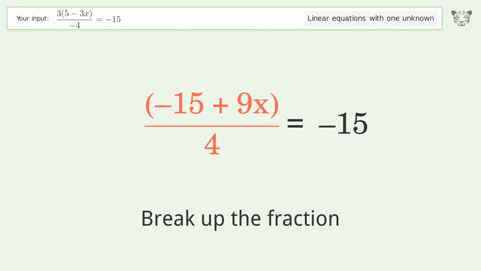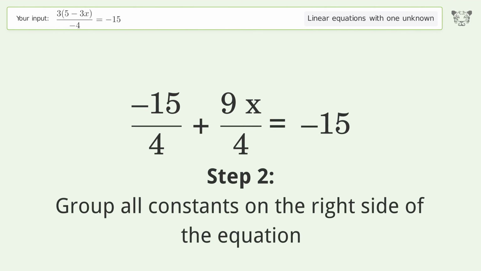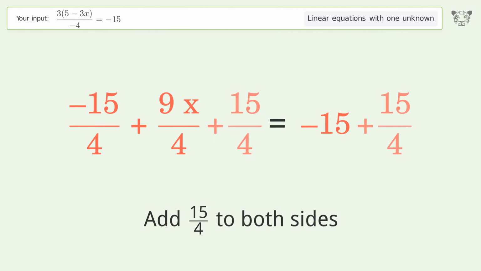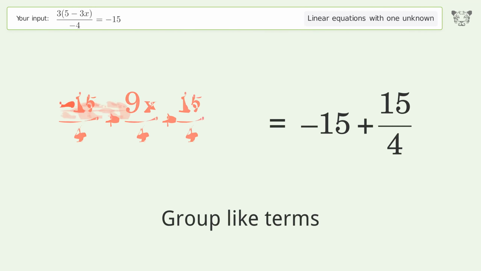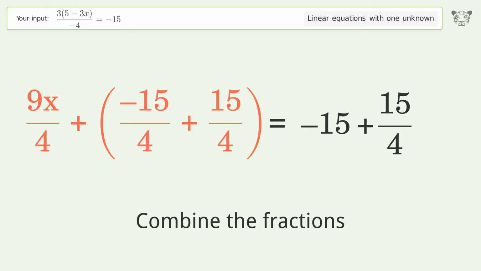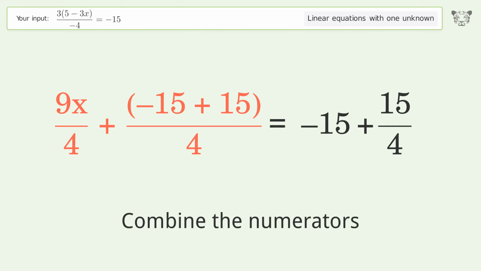Break up the fraction. Group all constants on the right side of the equation. Add 15/4 to both sides. Group like terms. Combine the fractions. Combine the numerators.